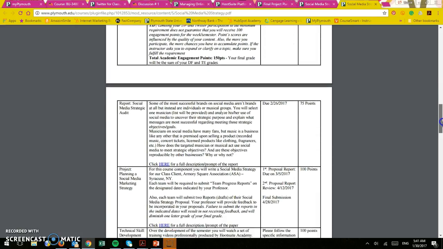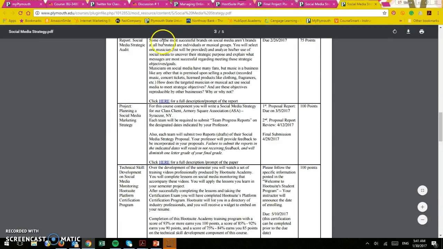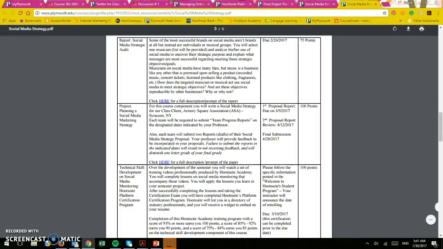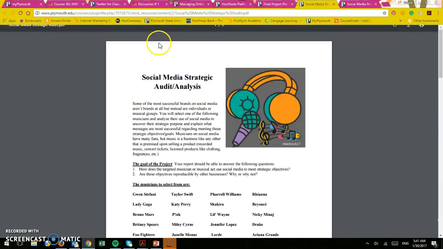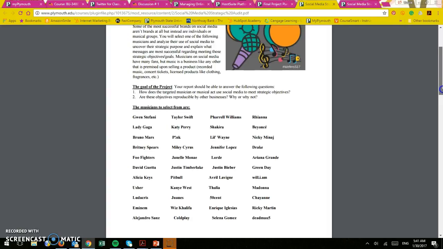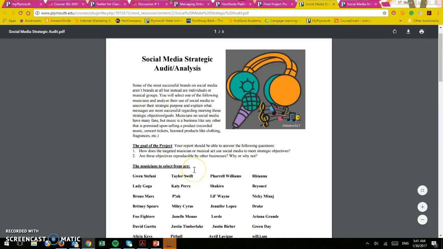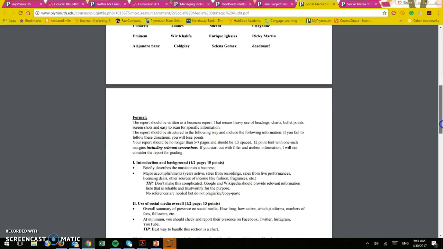Then we have the rest of the assignments that we're going to be completing in the class. The first one is a report on social media strategic audit, and I have it here. Right here is how we have broken down the assignment. It's an explanation of what you need to do. So basically you're going to pick an artist from this list and you're going to discuss how this artist uses social media. The entire guideline for the project is right here.